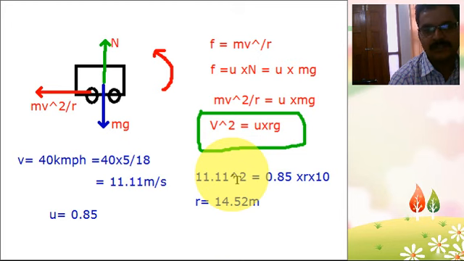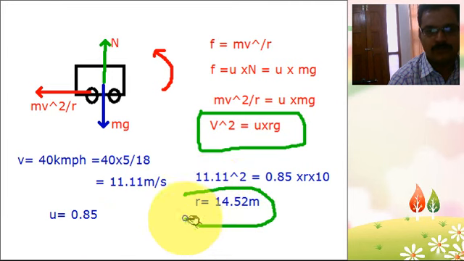The only thing is that in the second question they asked to find the speed, but in this question they asked to find the radius. So the answer is 14.52 meters.